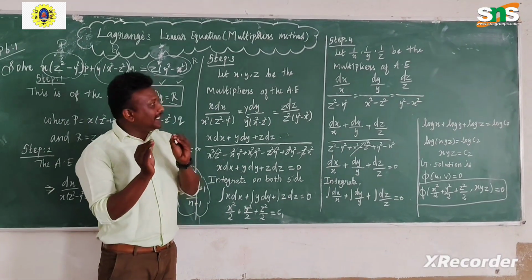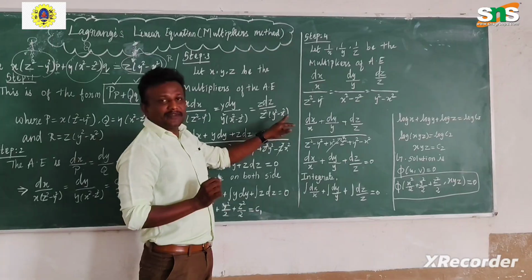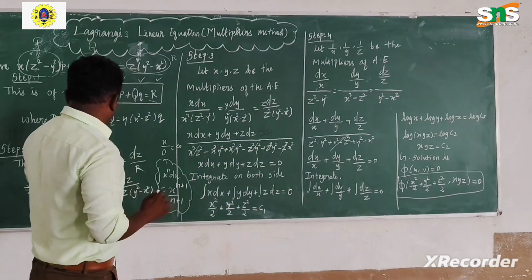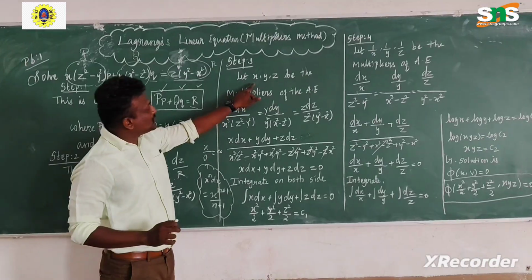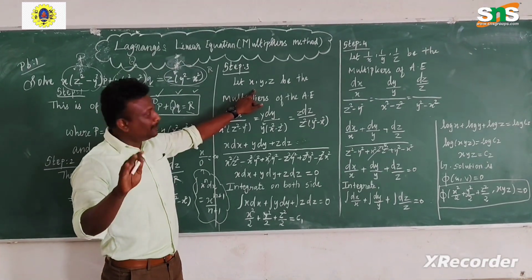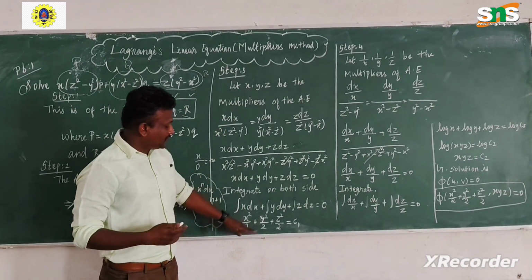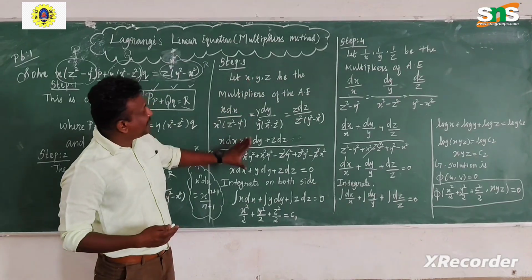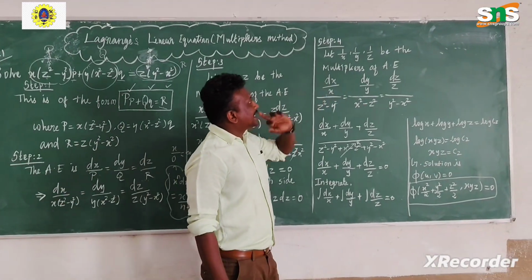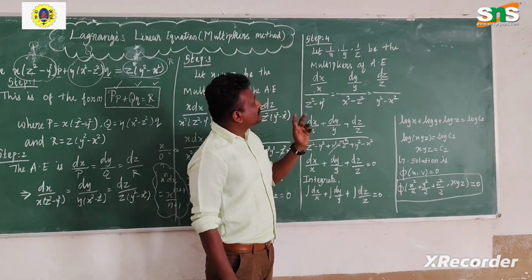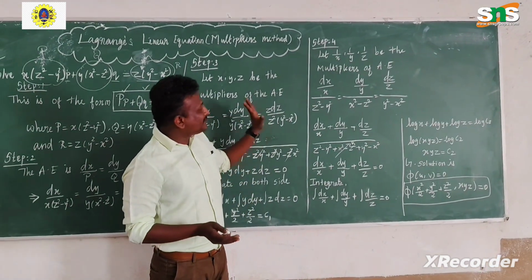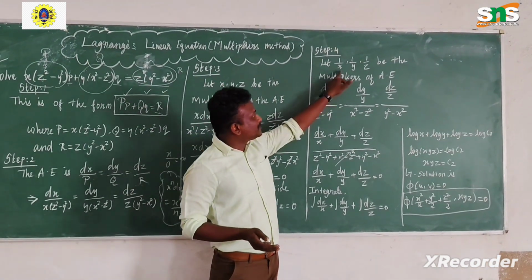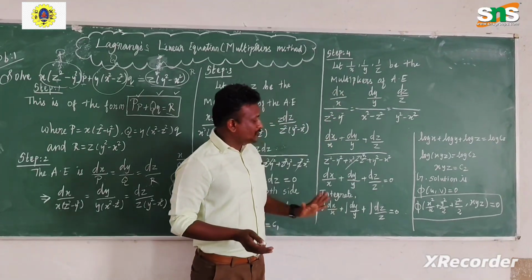Similarly, you should find out the second solution, right? In step 3, we have chosen one multiplier. By applying that multiplier, we have got the first solution. The same way we are going to use in the fourth step. So we have to choose another multiplier, okay? By applying the same concept with the help of this multiplier, you will get another solution.